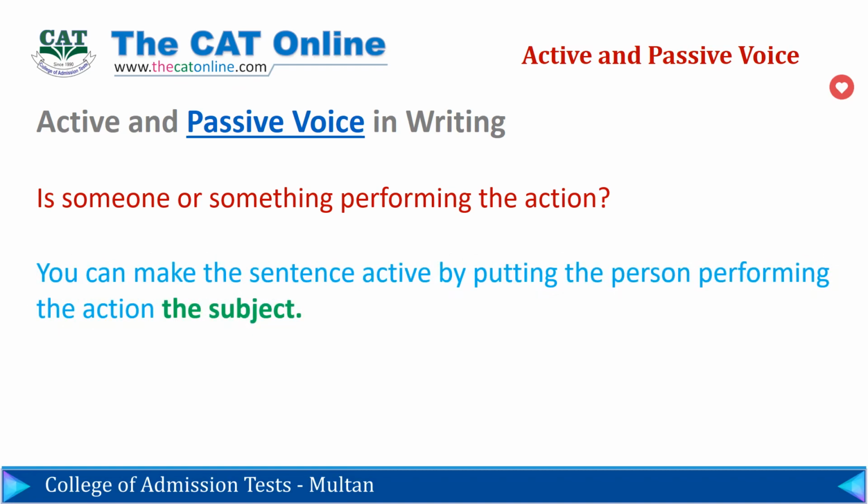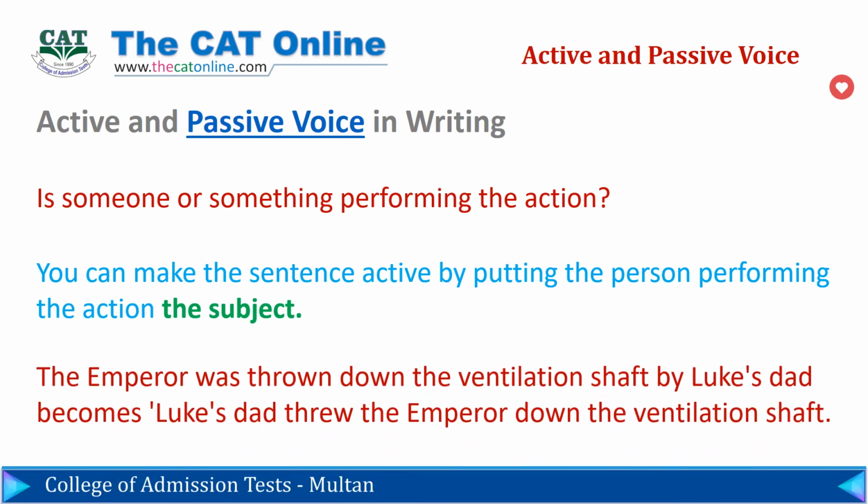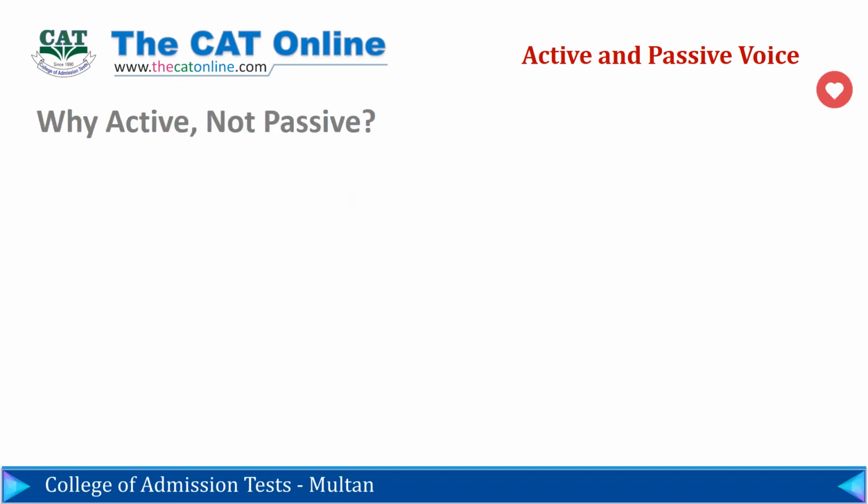Now that you've identified the key elements, you can make the sentence active by putting the person performing the action, the subject, Luke's dad, at the front of the sentence. So, the Emperor was thrown down the ventilation shaft by Luke's dad becomes Luke's dad threw the Emperor down the ventilation shaft. The sentence is not only shorter and clearer, but more direct. Now the only thing you have to answer is why there's a giant, death-defying hole in the middle of the throne room.